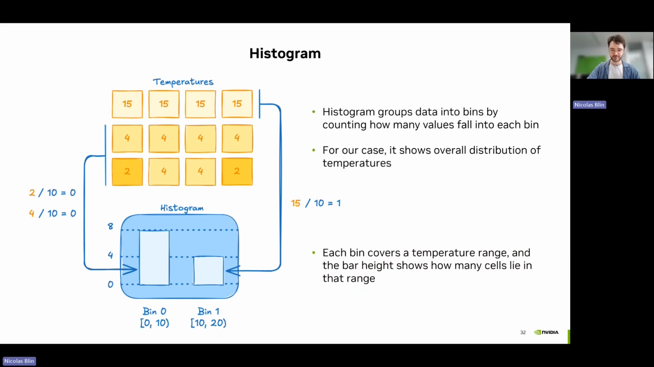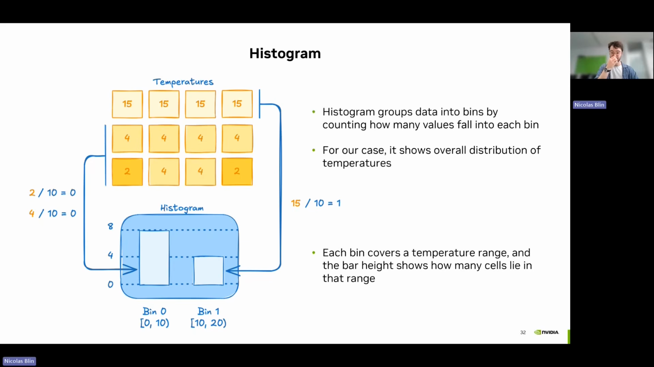So let's now create a histogram for the temperature that our simulator produces. A histogram helps us see how frequently certain temperature ranges occur. So let's quickly review how this works. First, we divide the entire temperature range into different bins, and in our case, we will have 10 degrees per bin. And for each cell in the simulation, we determine which bin the temperature will fall into.